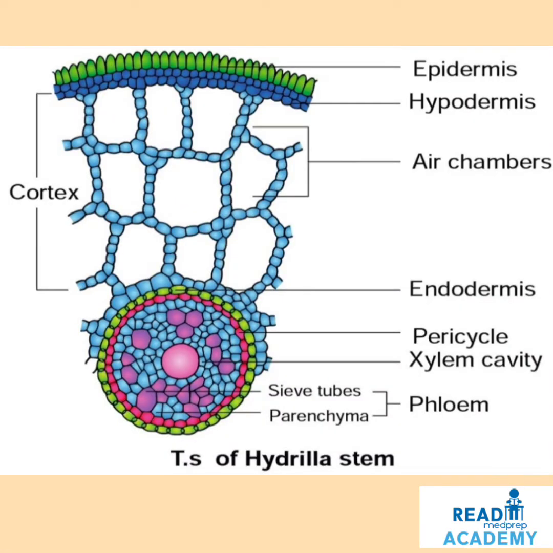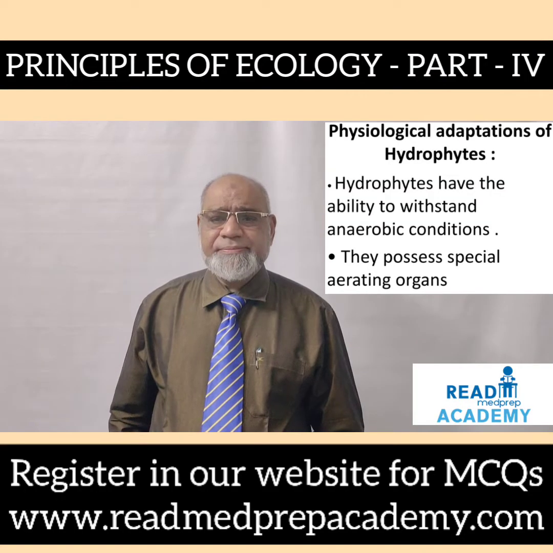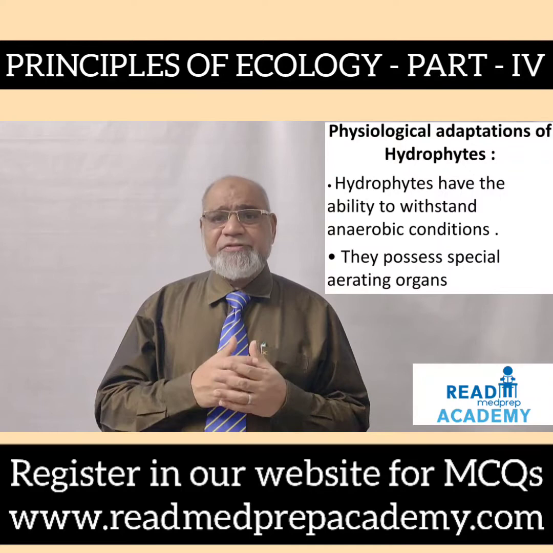Here in this image, you can see the transverse section of Hydrilla stem, where the cuticle is absent, epidermis is thin and the hypodermis is present below the epidermis. Below the hypodermis is the cortex, which consists of the parenchyma. Below the cortex is the layer of endodermis. Below the endodermis is the pericycle. Within the pericycle, in the center is the xylem cavity, and surrounding the xylem cavity are the sieve tubes and parenchyma forming the phloem.